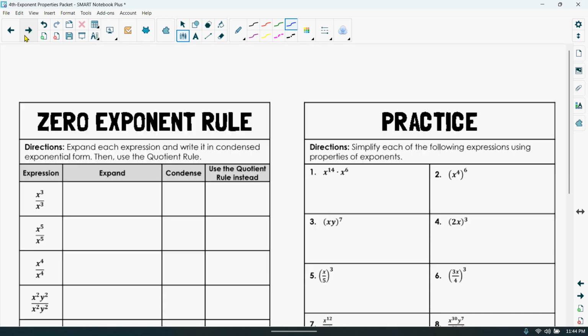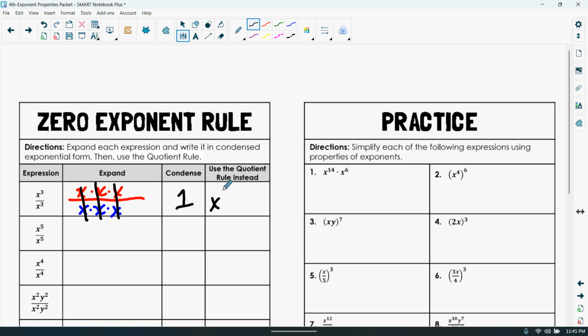Our last rule is your zero exponent rule. So I'm going to still kind of help you see what happens each time. So if I do 3 factors of x's here over 3 factors of x again, we're going to see each one cancels out. So this actually turns into just 1.